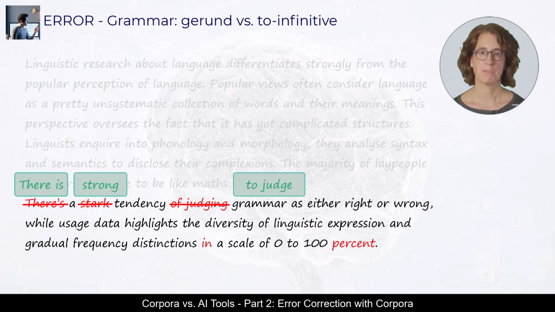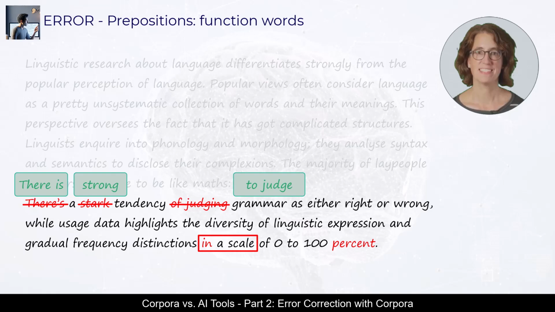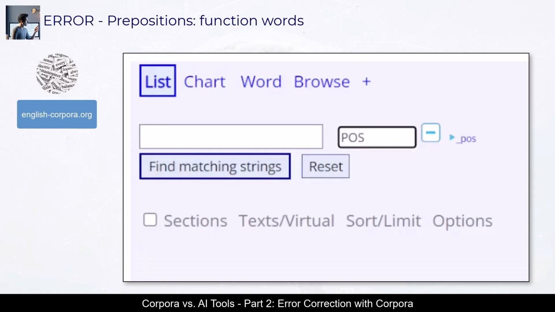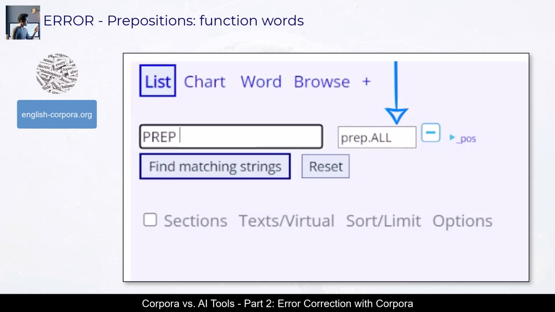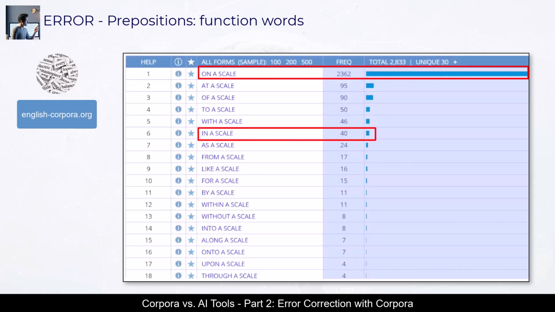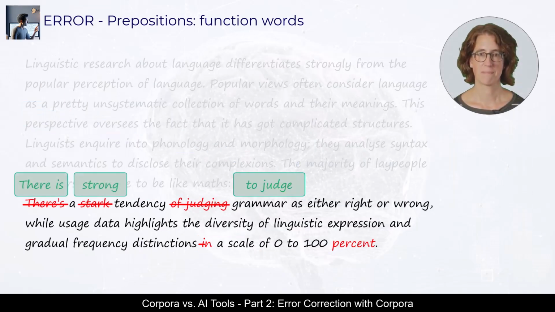Learners often struggle with the correct usage of prepositions. Should it really be in a scale? A very quick corpus search immediately shows that in a scale is not a very common construction. In should be replaced by on.